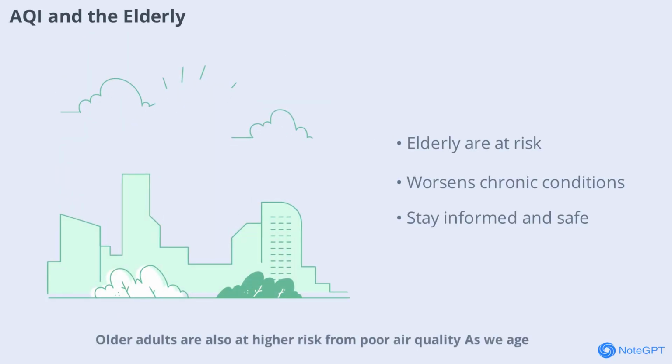Older adults are also at higher risk from poor air quality. As we age, our bodies become less able to cope with the effects of pollution. High AQI levels can worsen existing health conditions, such as heart disease or chronic respiratory problems. It's important for seniors and their caregivers to stay informed about air quality and take precautions on days when pollution is high. The AQI helps guide these decisions, supporting healthier aging.